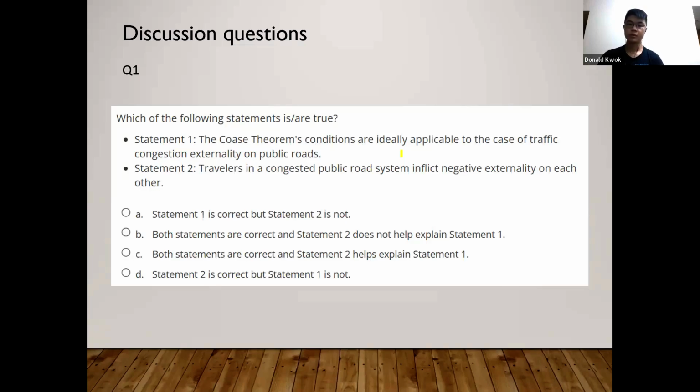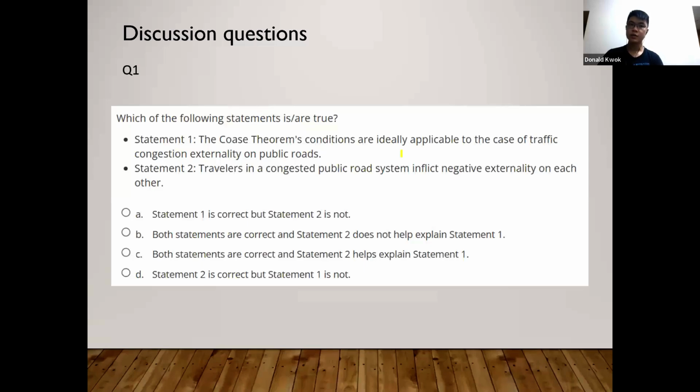All right, so let's go through the statements one by one. The first one, Coase theorem's conditions are ideally applicable to the case of traffic congestion externality on public roads. So this is actually false, because we need two conditions of Coase theorem to hold, right? The zero negotiation cost and clearly defined property rights.